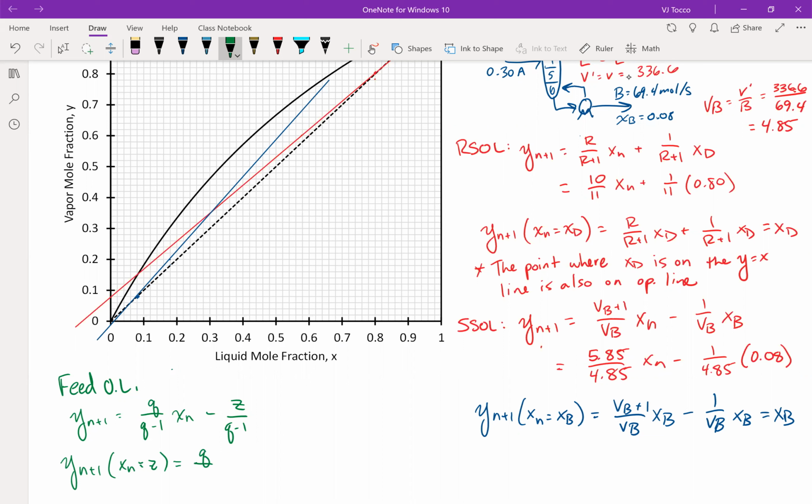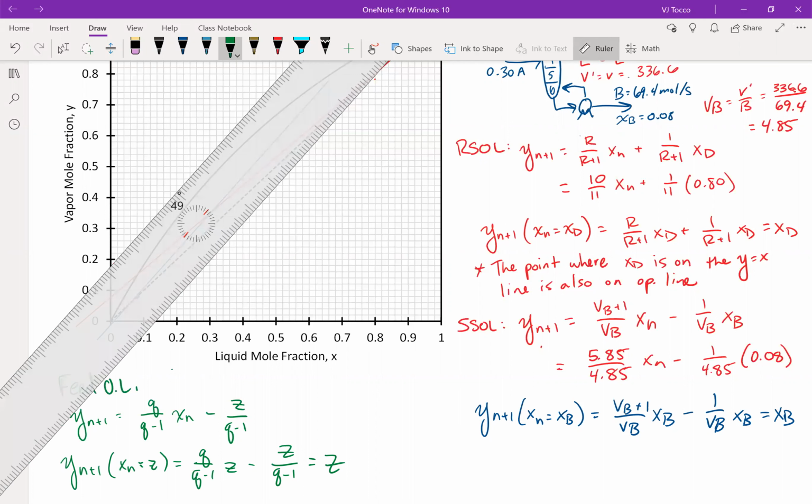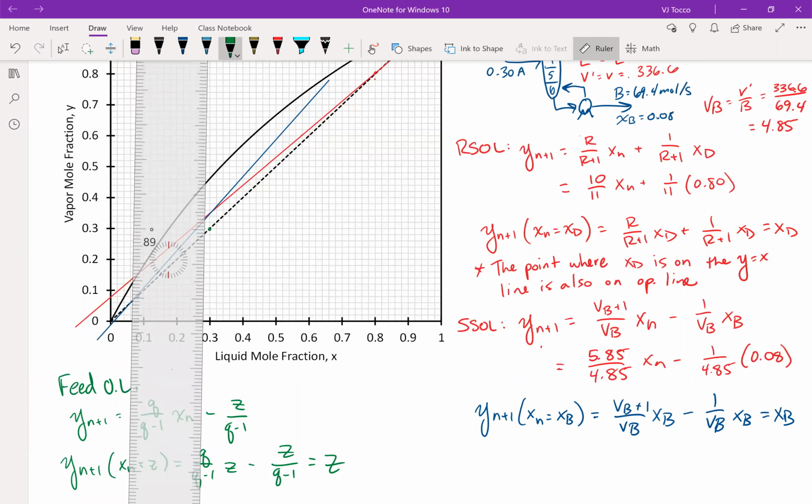So if I plug in q over q minus 1 times z minus z over q minus 1, we're going to get the z's factoring out. Q minus 1 over q minus 1 is going to cancel. It's going to be equal to z. So the point where z is on the y equals x line is a point that is on the feed operating line. So I can start at point 3, put my ruler in so I get a nice straight line.